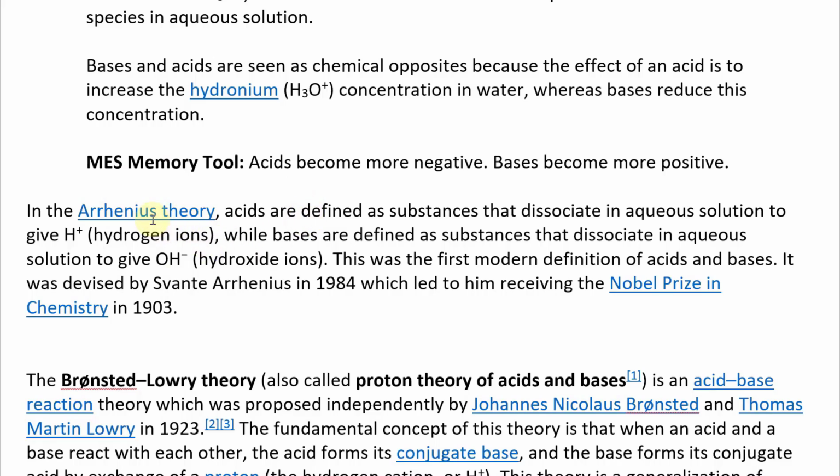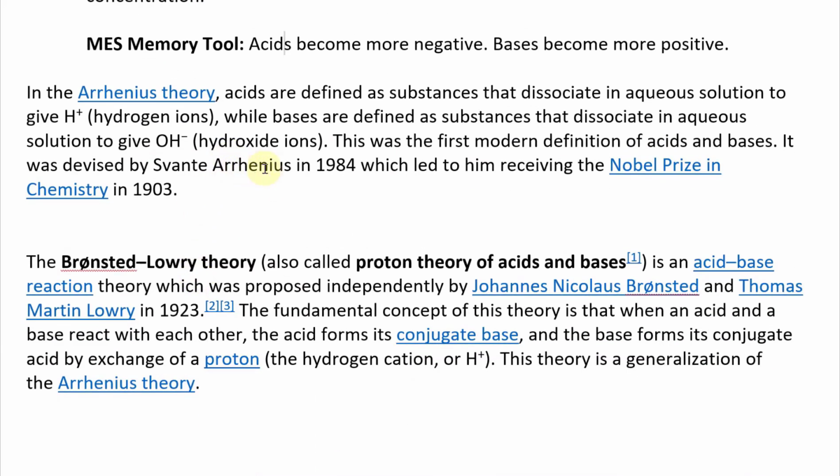But anyways, in the Arrhenius theory, acids are defined as substances that dissociate in aqueous solution to give H+, or hydrogen ions. It gives these hydrogen ions, but it forms H3O+. Bases are defined as substances that dissociate in aqueous solution to give OH- hydroxide ions. This was the first modern definition of acids and bases. It was devised by Svante Arrhenius in 1884, which led to him receiving the Nobel Prize in Chemistry in 1903.